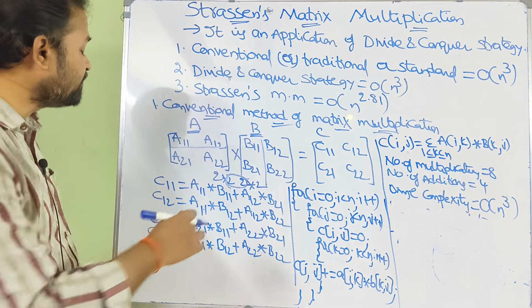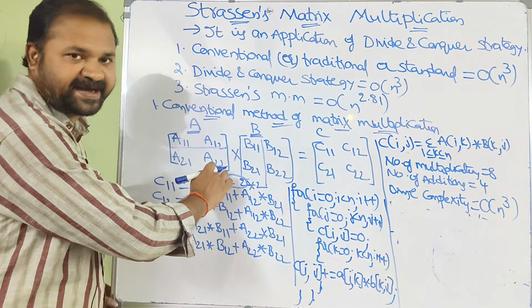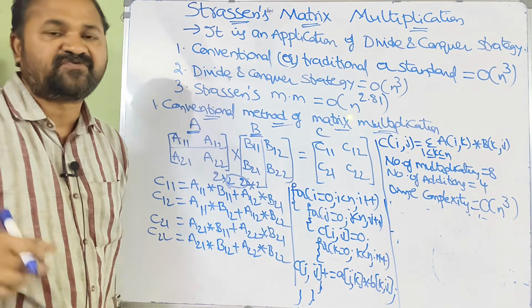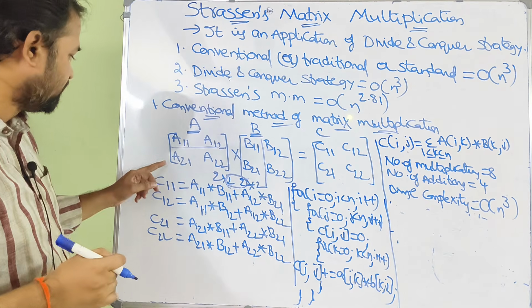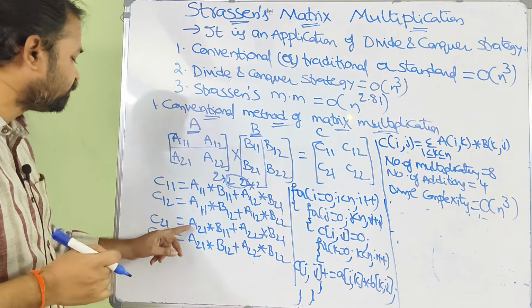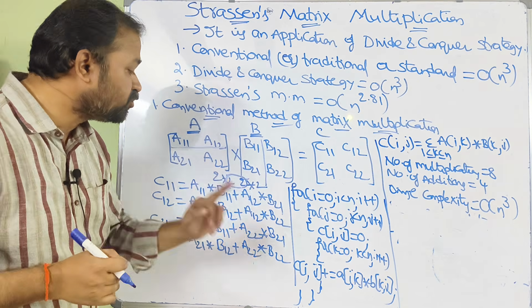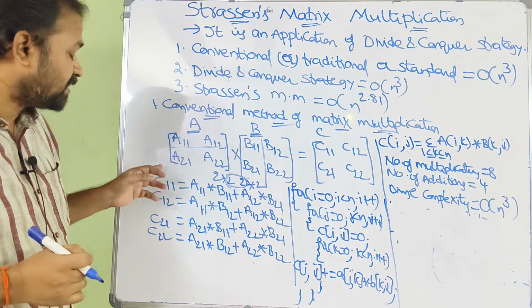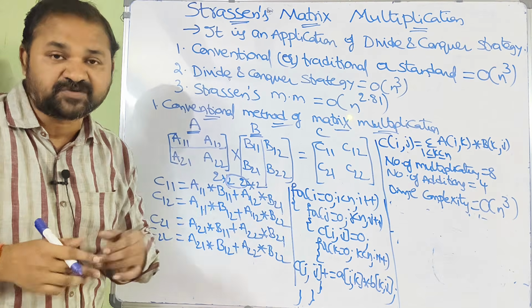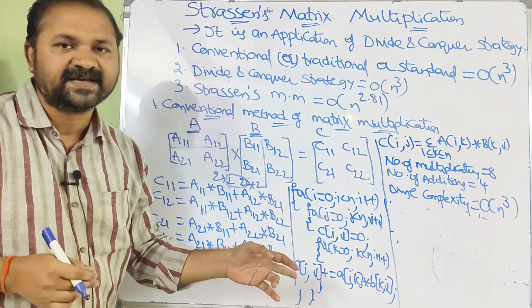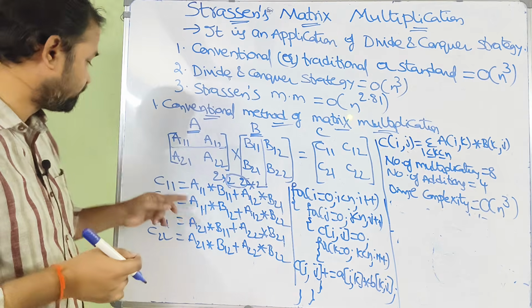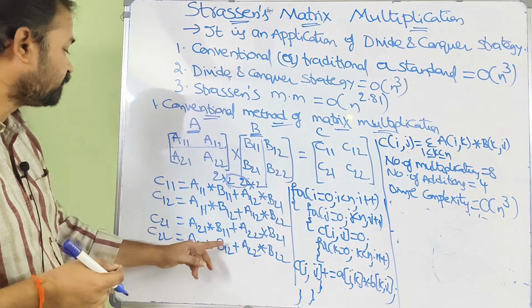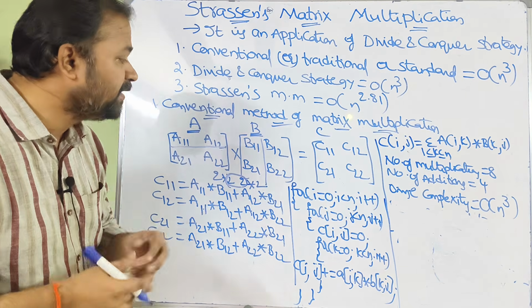Likewise C21 means the second row of the first matrix is multiplied with the first column of the second matrix. So A21 into B11 plus A22 into B21. Likewise C22 is the second row of the first matrix multiplied with the second column of the second matrix. So A21 into B12 plus A22 into B22.